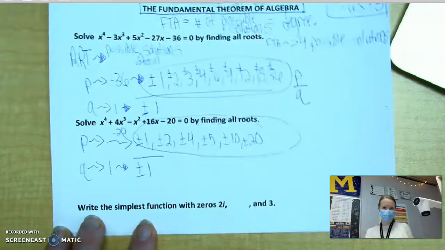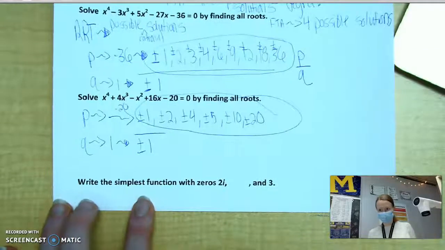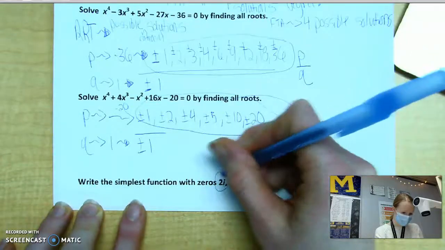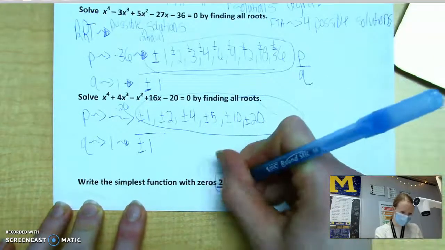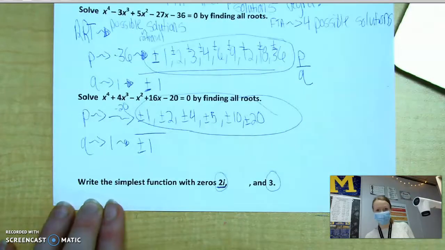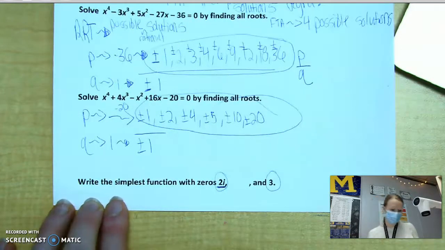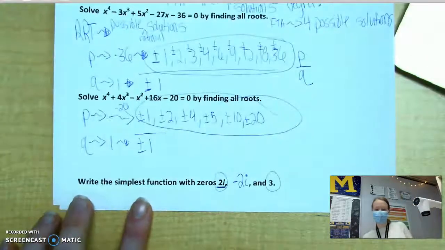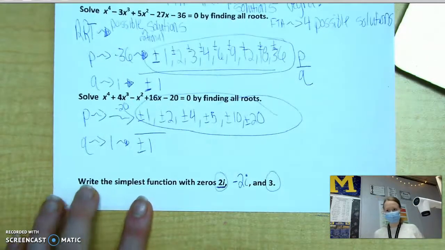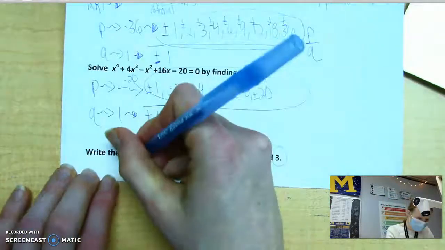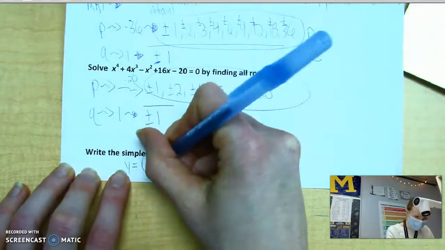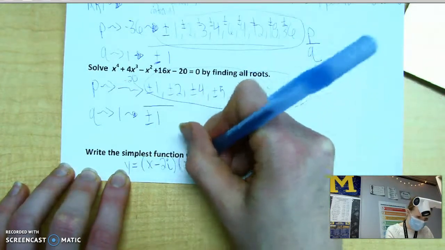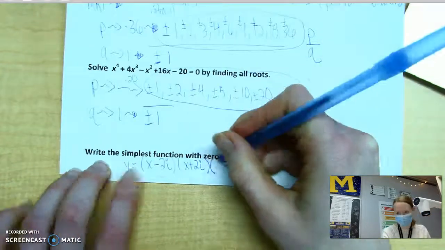Okay, last but not least, we're going to have to use the irrational root theorem with this one. It says write the simplest function with the zeros 2i and 3. Whenever you have something that is complex, so either irrational or imaginary, you need its conjugate, which means that complex piece needs to change signs. So when you're writing your polynomial, you're going to have to do x minus 2i, and then an x plus 2i, and then an x minus 3.